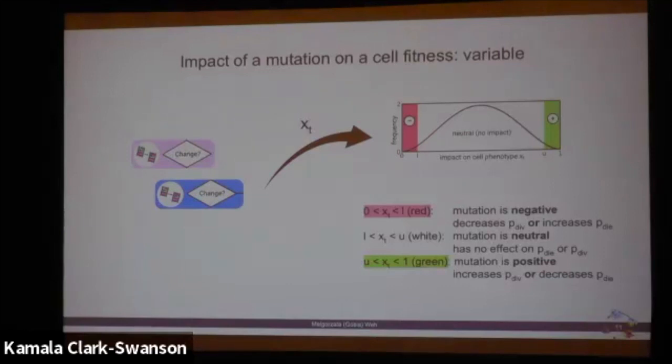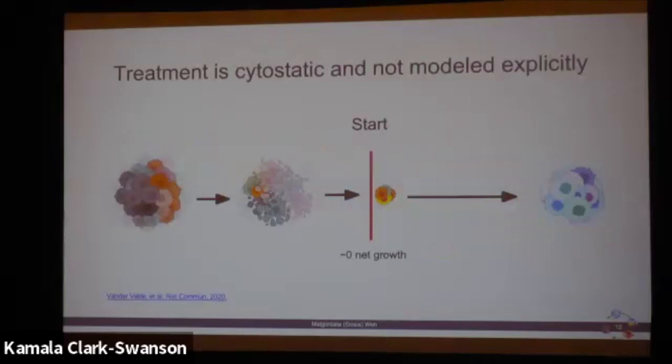And so essentially, if my number X is falling into the red region, the mutation is going to have a negative impact on cell fitness. If it's going to be falling into the green region, it's going to have a positive impact, and otherwise it's going to be neutral. Neutral is going to be happening 99% of the time. And treatment in my model is modeled as static. And so essentially we just start with a population of persister cells that, using the whole mutation thing, can increase the fitness of the population over time.